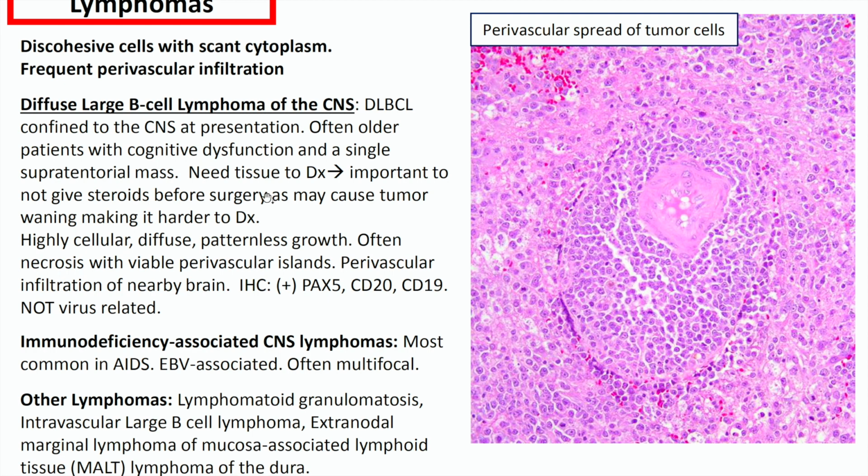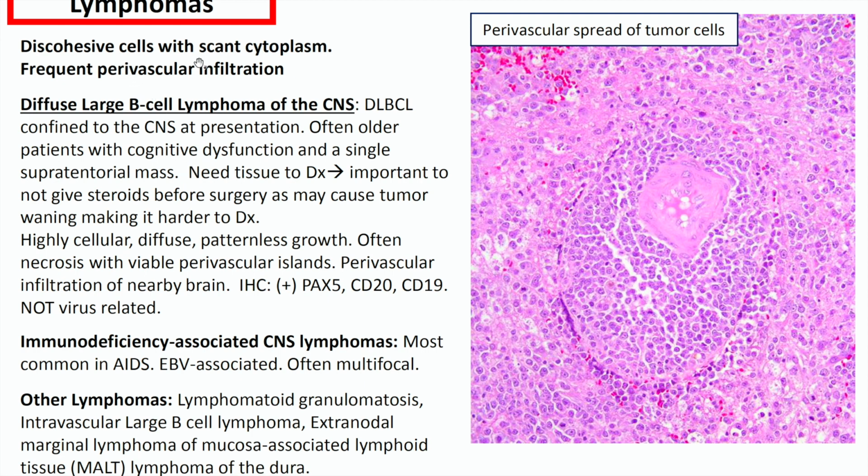All right, so like anywhere else in the body, in the CNS you can get lymphomas, which are going to have discohesive cells with scant cytoplasm and frequent perivascular infiltration. So that would make sense that you're going to see an abundance of lymphocytes around the vessels in the brain, which is what we're seeing here, perivascular spread of tumor cells.